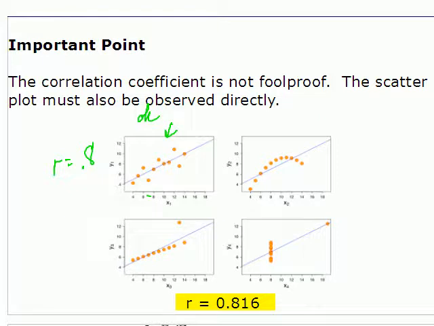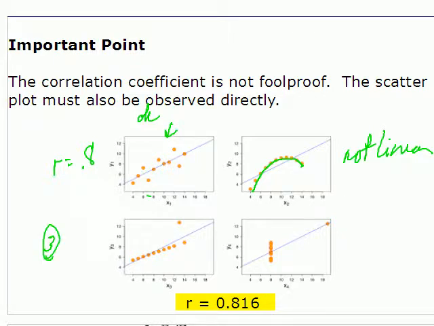How about this one? It's not linear. Okay, the correlation coefficient was fairly high, but that's not the whole story. What would you do with this one? Obviously, this is a parabola. It should be fit with a quadratic and not a linear expression.